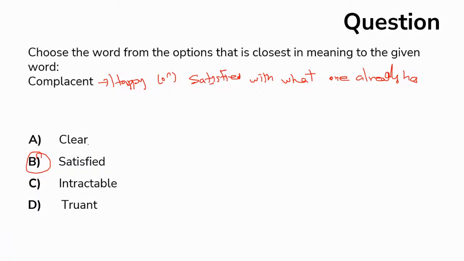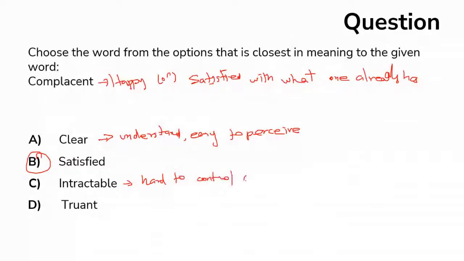So clear, clear means understand or easy to perceive. And third one is intractable, hard to control or deal with.